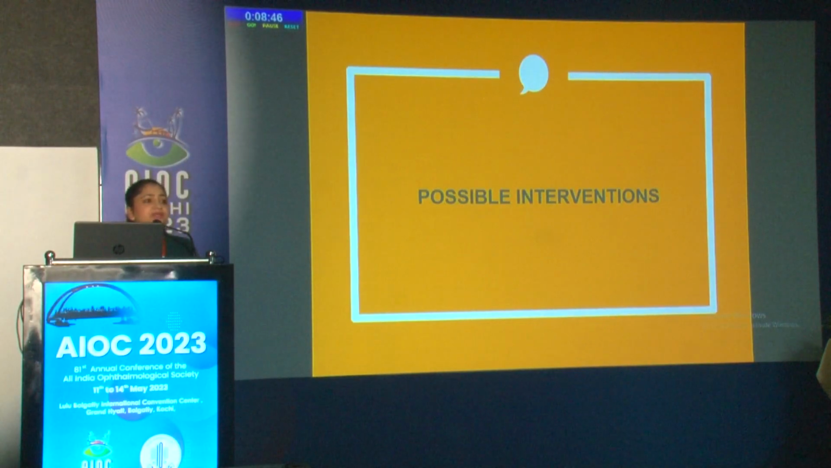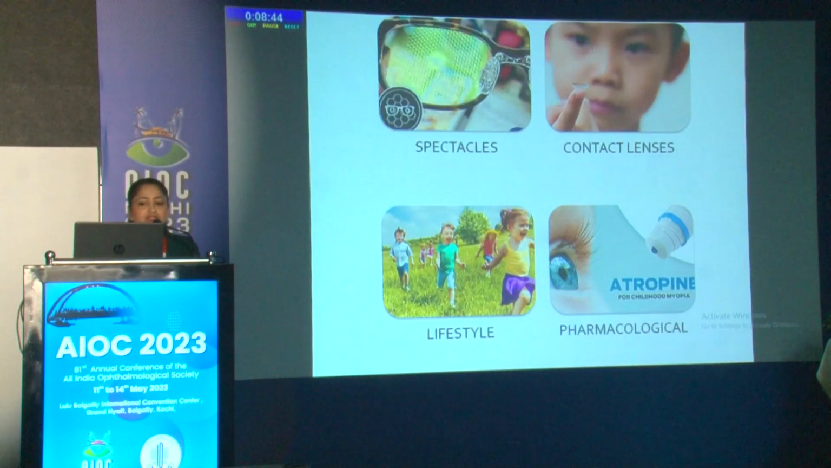So now, what are the possible interventions to arrest myopia? So one is the new myopia control glasses, then contact lenses, lifestyle changes, and pharmacological. We'll just take up each one of these one by one.